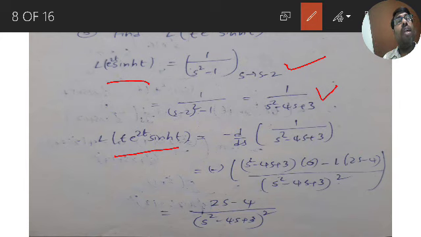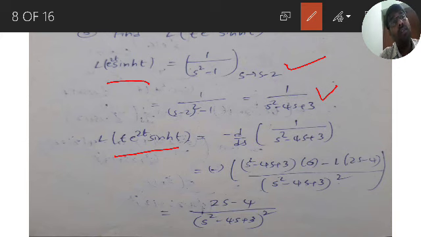Second step, L of t into e power t into sinh t means you have to do minus of derivative of f bar of s. Are you able to get it? Minus of derivative of f bar of s. So minus d by ds of 1 by s square minus 4s plus 3. Which formula? Derivative of u by v.